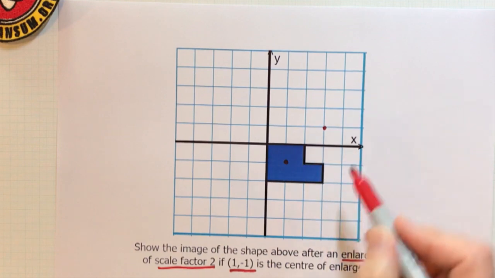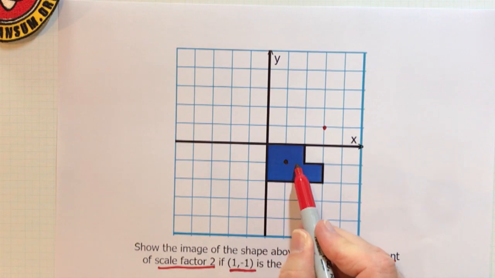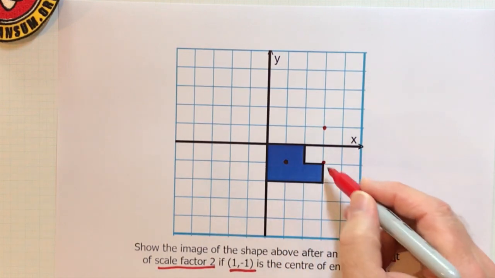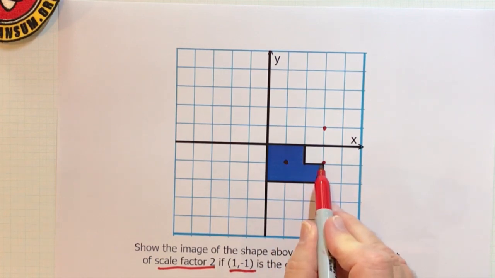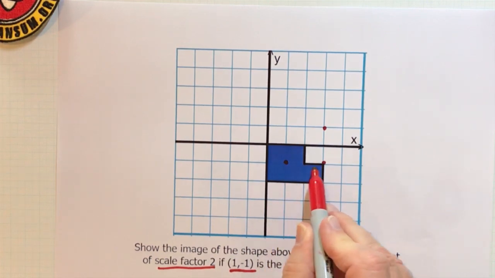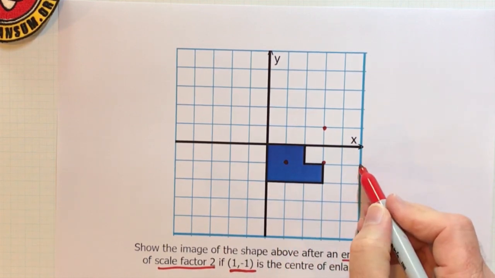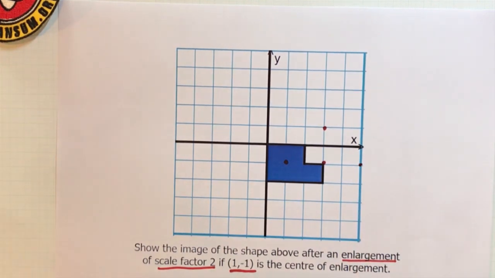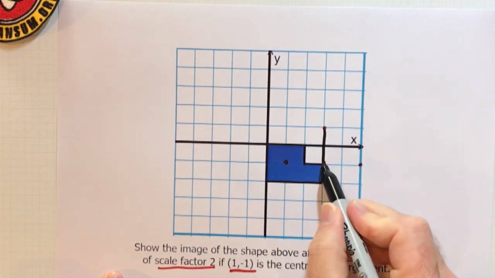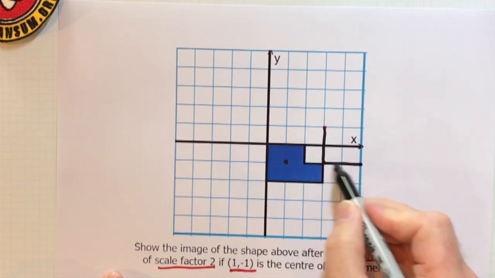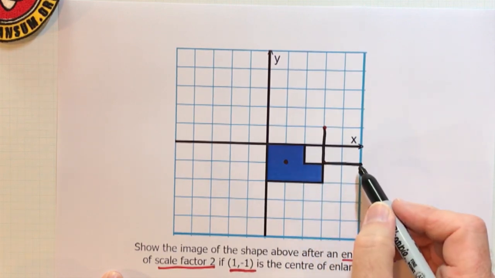Now this point here is just 1 square to the right of our center. So I want to double that and go 2 squares to the right. So I'm going to end up here. And then I want to look at this point here on the shape, which is 2 squares to the right of our center. So I want to go 4 squares to the right of our center. And it's always perhaps a good idea to, as you're going through, join up the points so that you're getting an idea of the shape. So this bit here is this bit here, but as you can see, it's twice as big. All the lengths are twice as long.